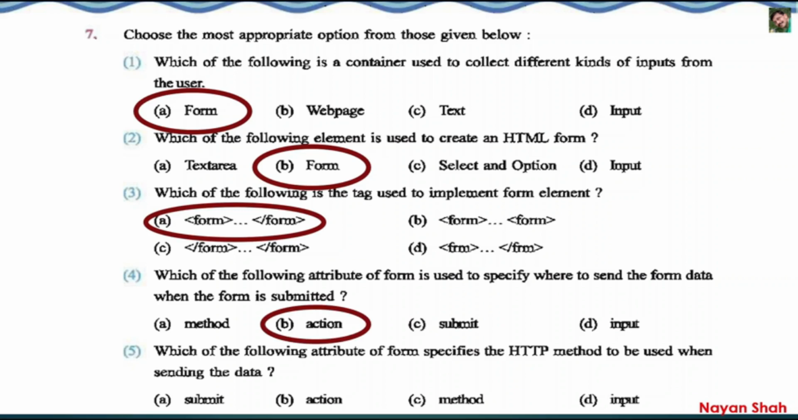And the fifth question is, which of the following attributes of form is used to specify the HTTP method to be used when sending the data? So while sending the data, which of the following attributes of the form tag is used? This type of question is very easy to understand because there are only two attributes given. Submit is not an attribute, input is not an attribute. So action and method are the two possible answers. In that, the answer is the method attribute. So those were the first 5 MCQs of chapter 1.